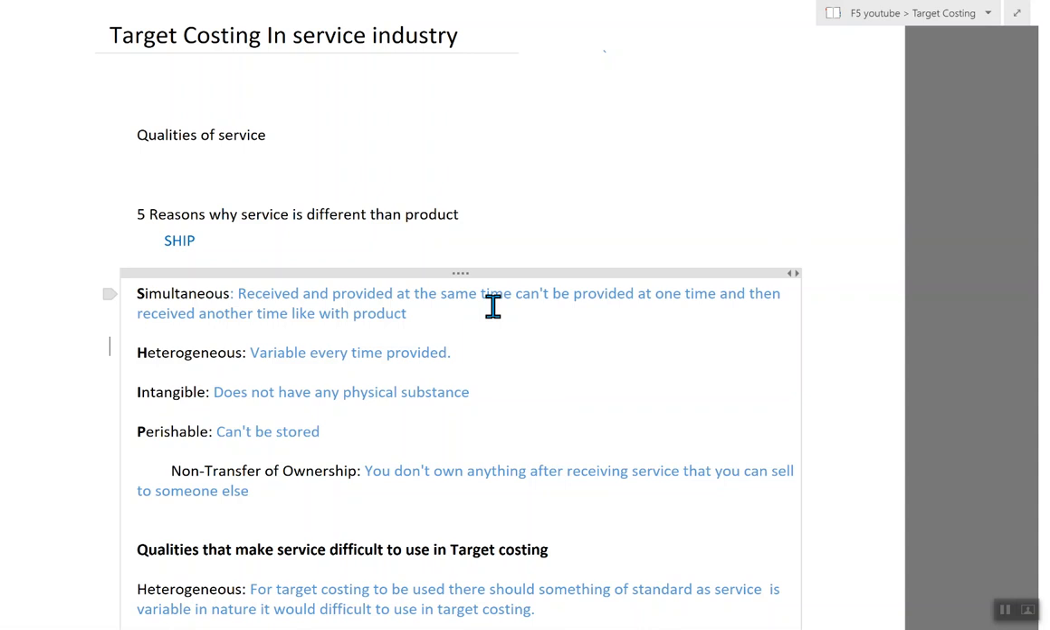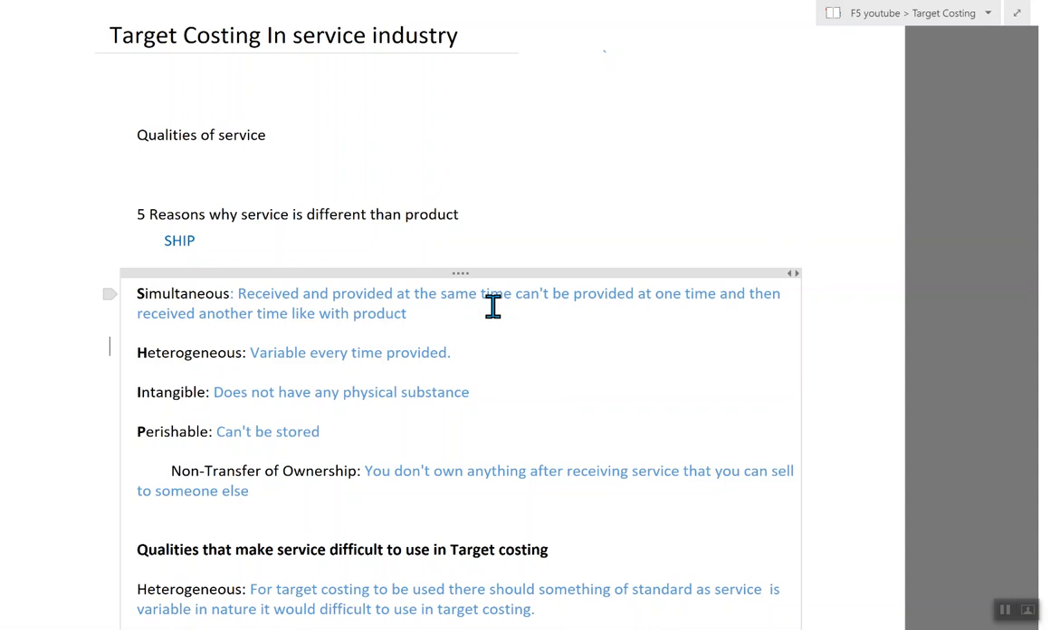An example again, barber, sometimes it gives you a very good haircut, sometimes it's very bad. Intangible. Service doesn't have any physical existence, so you cannot touch a haircut, for example. And then perishable. Cannot be stored. You cannot tell your barber, give me a haircut, I will take it with me, or I will take it tomorrow. It cannot be stored. And another thing extra is no transfer of ownership.